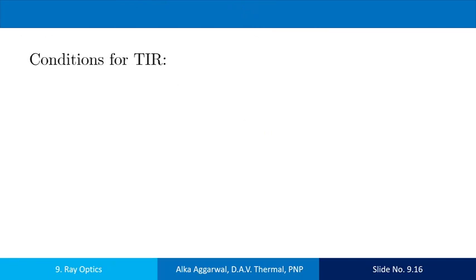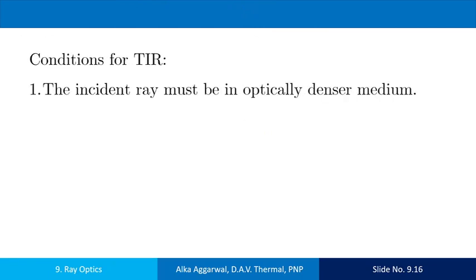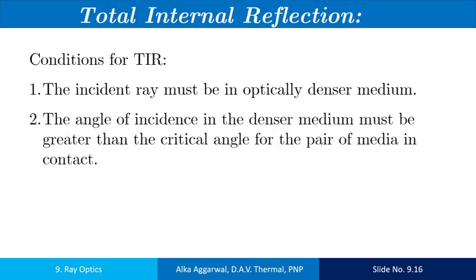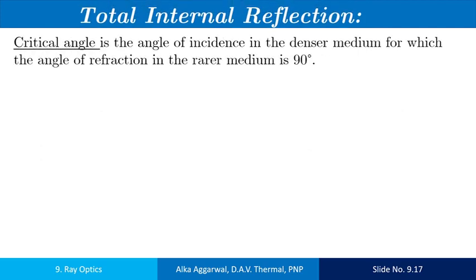The conditions necessary for total internal reflection: first, the object must be in the denser medium, that is, the ray of light is going from denser medium to rarer medium. Second, the angle of incidence must be greater than the critical angle for the medium. The critical angle is the angle of incidence at which the angle of refraction is 90 degrees.